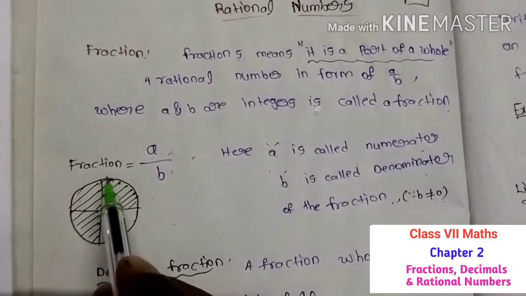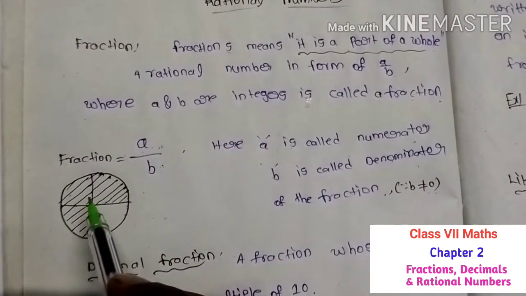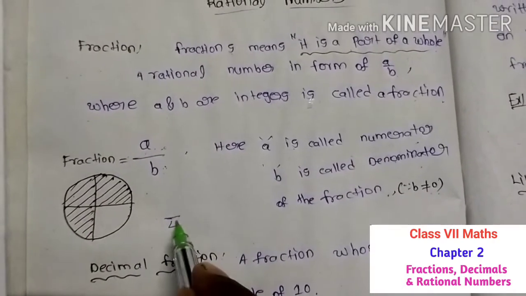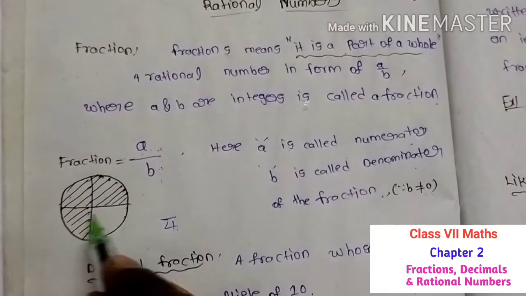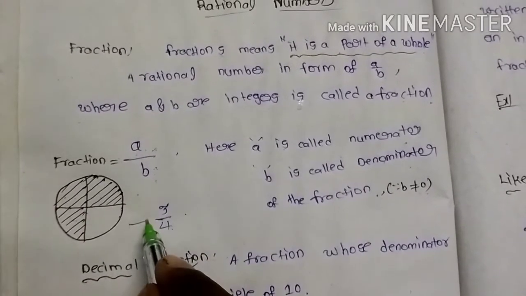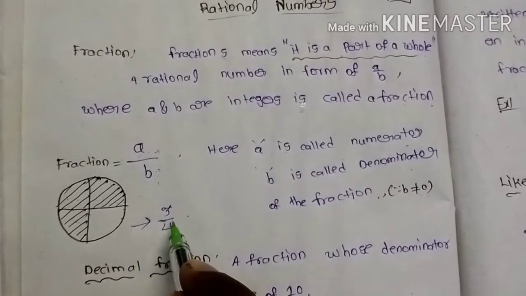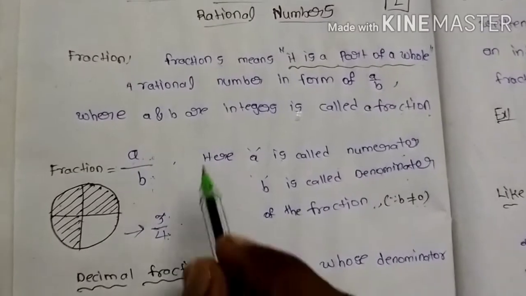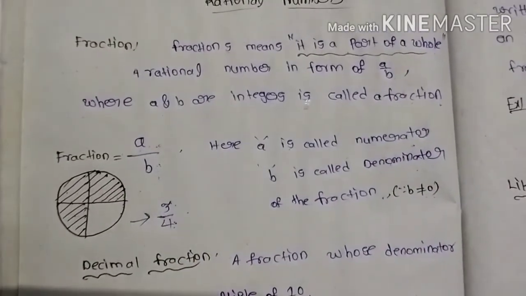For example, you can cut an apple into 4 parts. Yes or no? You cut into 4 parts. This can be represented as total how many parts? 4 parts. Yes, here b represents total parts. See how many parts we have? 1, 2, 3. 3 parts we have. The shaded portion will be represented as 3 by 4. You can remember here fraction means it is a part of a whole.